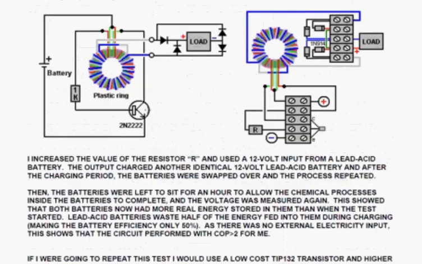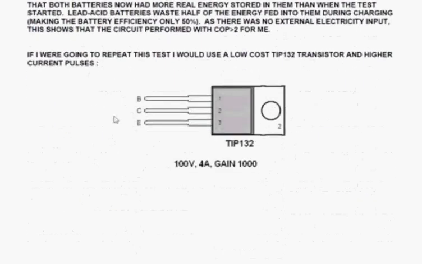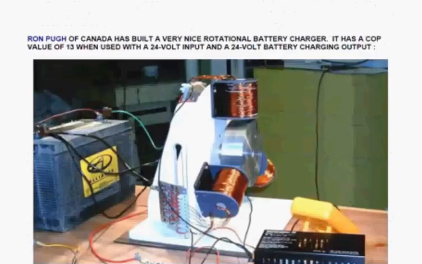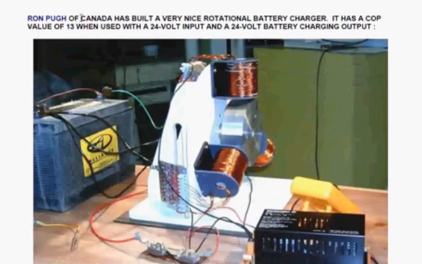I just confirmed to my own satisfaction that without a question, free energy is available and you can have it if you want it. There are actually more than 20 different ways of doing it. But if you want to go that route, Ron Pugh of Canada has built a very nice rotational battery charger. It has a COP of 13 when used with a 24-volt input and a 24-volt output for charging batteries.